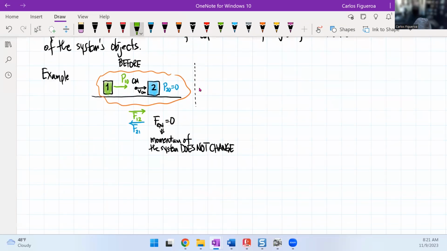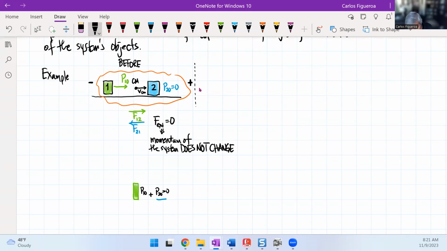I see that the momentum of block 1 is going to look like this. So what am I going to do? I'm going to pick this to be my positive direction, this to be my negative. So P1 is moving in the positive direction. So here is where I have P1 initial. When I look at P2, P2 has no momentum. So therefore, P2 initial is 0.